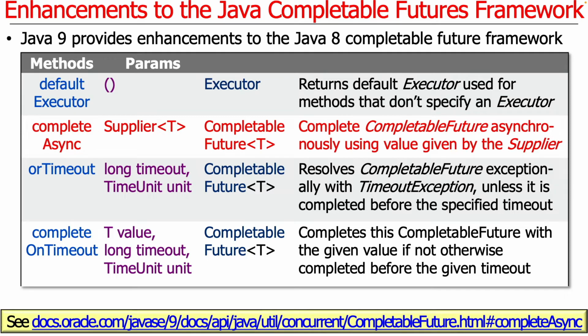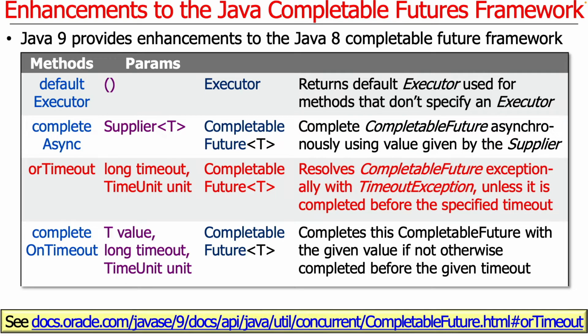The next thing they added was this very funky method called complete async. Remember, we had this method called completed future, and we had this method called supply async. Well, now we have a method called complete async, which completes the completable future asynchronously using a value given by the supplier. So it's very much like the complete method, but now it's the async version of that. You'll see I came up with a convoluted use case for it, but it's not the most useful thing.